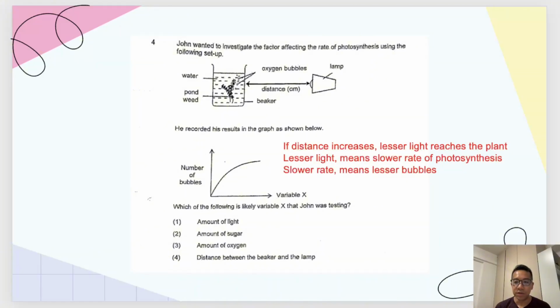If distance increases, lesser light reaches the plant. If lesser light reaches the plant, the rate of photosynthesis would definitely slow down. Slower rate of photosynthesis would mean lesser bubbles. And that would mean the graph is not true.